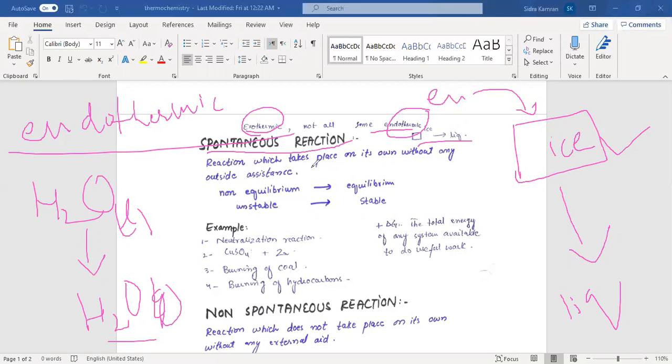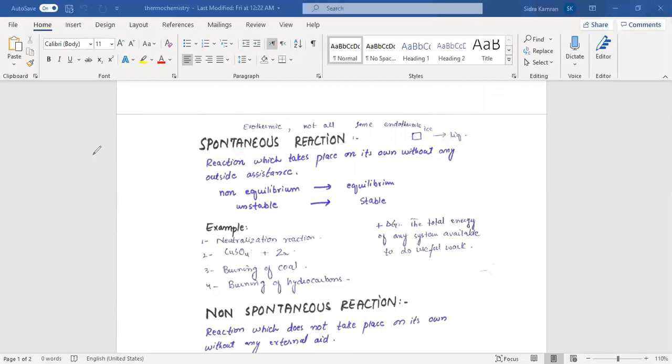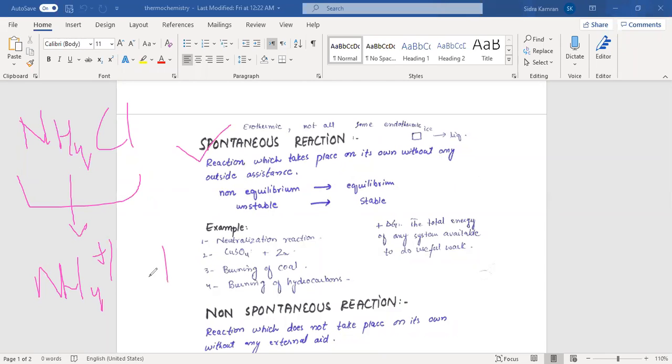Another example of an endothermic reaction is the dissolution of NH4Cl, ammonium chloride. The dissolution of this ammonium chloride is also spontaneous but endothermic. It will absorb heat and convert into its ions, NH4 plus and Cl minus. Clear?